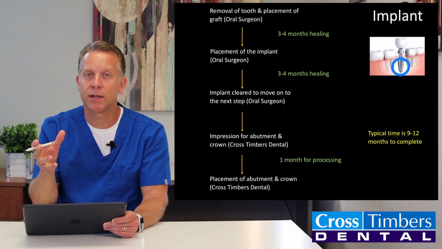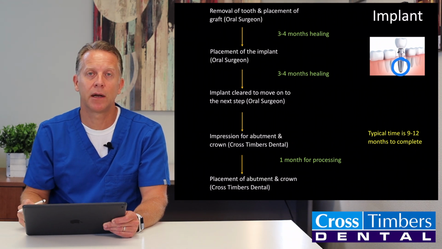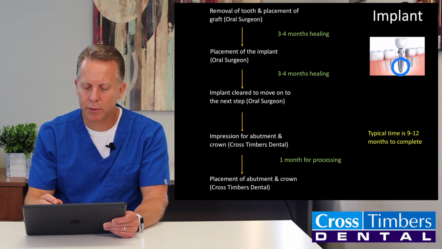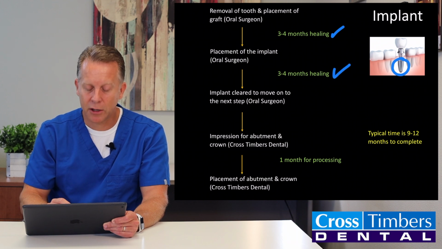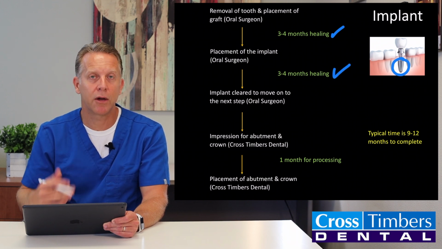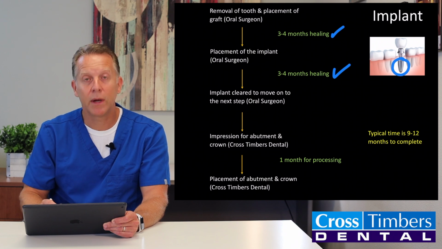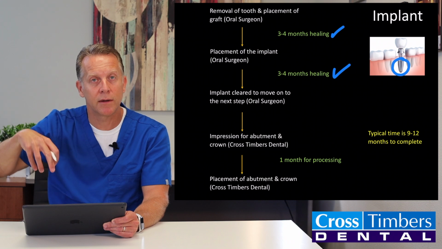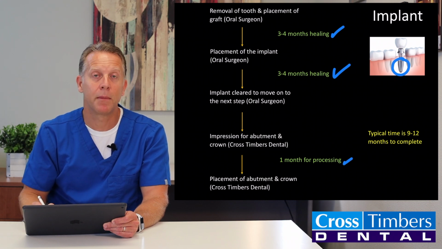After a few more months of the bone grabbing a hold of that implant, it'll be ready to have a crown put on it. So after the surgeon places the implant, they'll finally go ahead and say, you're good to go. You'll come back here to Cross Timbers Dental, where we will then take an impression to have the final crown and abutment made that go on top of the implant. And then it takes about a month for that processing.